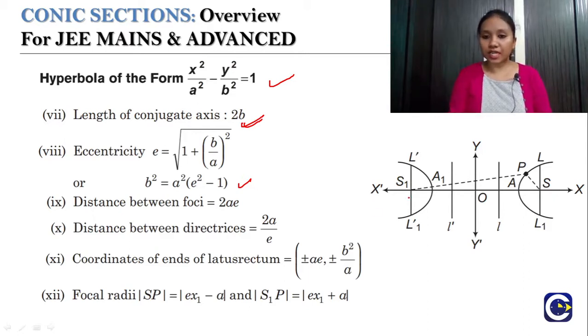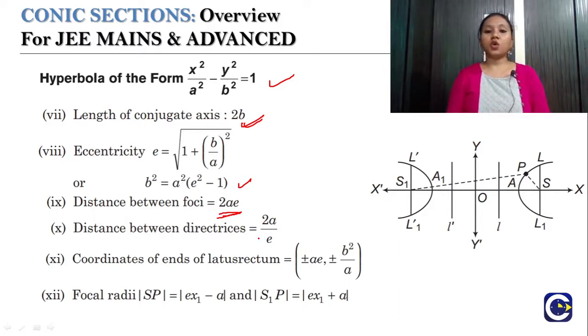Coming to the next one, the distance between the two foci as well as the distance between the directrices. Let's see the distance between the foci. Here S is one focus and the other is S1. The distance between these two, which is equal to 2ae, is the distance between the two foci. Next, the distance between the directrices is given by 2a by e.